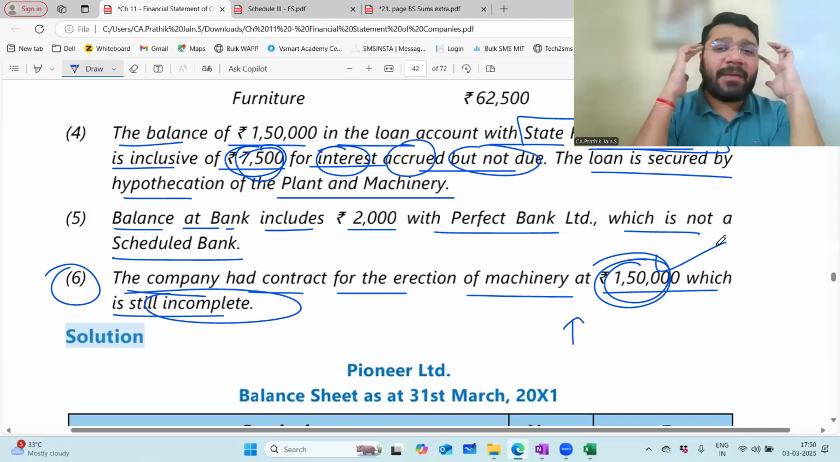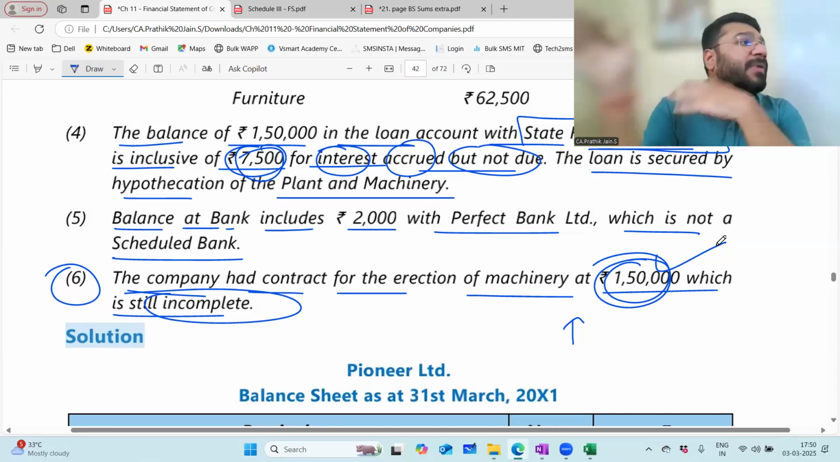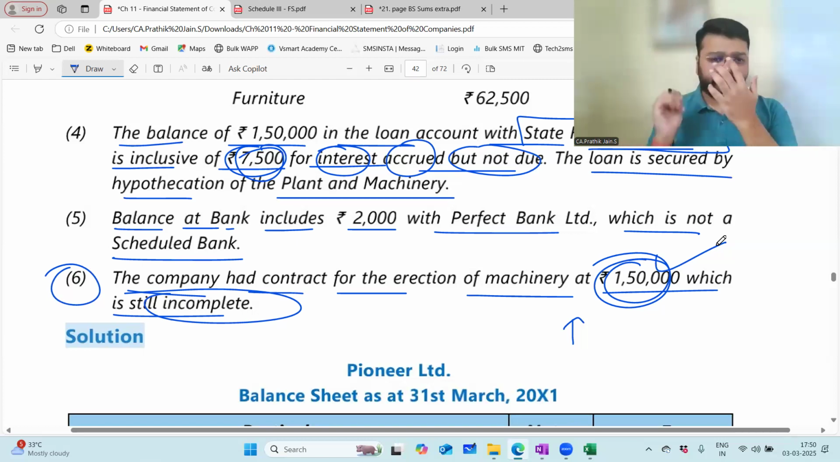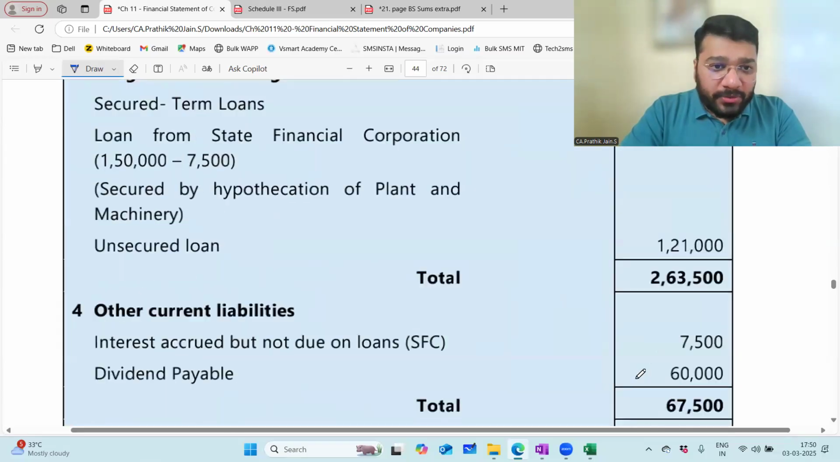You can give it as a contingent liability. If the erection work is done, then this 1.5 lakh will be paid. You can give it as a disclosure. Am I loud and clear? What is the answer saying? Let's have a look at that also.